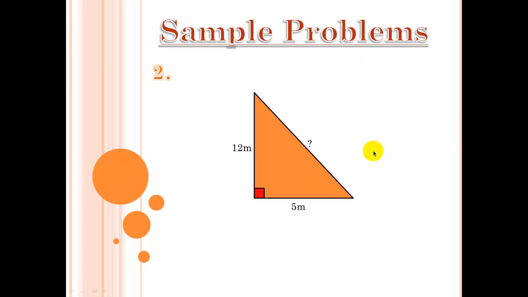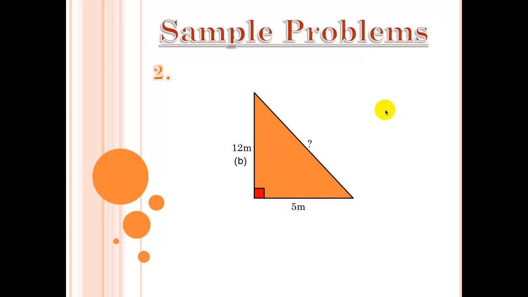Now we'll try to solve this side length of a triangle. As you may remember before, we must use the Pythagorean theorem. It states that a squared plus b squared equals c squared, and you must remember that it only works on right angle triangles. This is the right angle of this triangle. So let's start. The a side of this triangle is 5 meters, and the b side of this triangle is 12 meters.